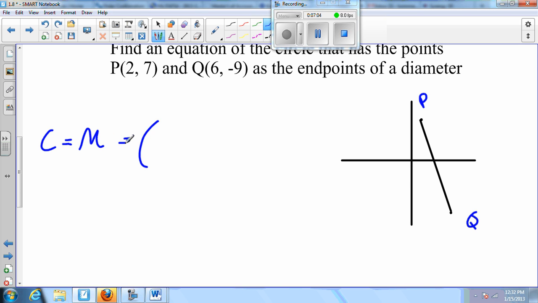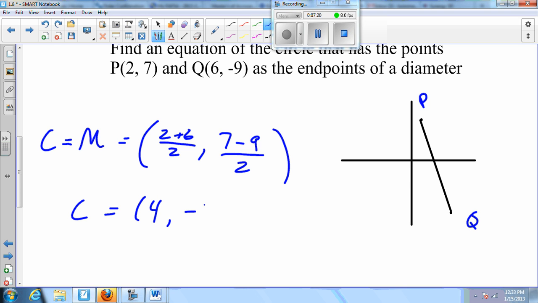So we use our midpoint formula. 2 plus 6 over 2, 7 minus 9 over 2. So our center, which is also the midpoint, is (4, -1). So that is our h and k.